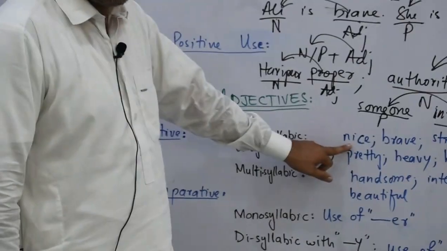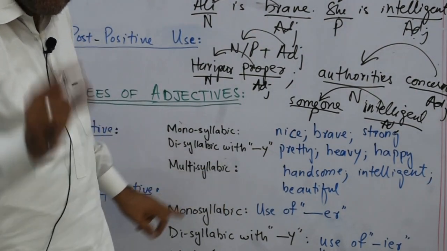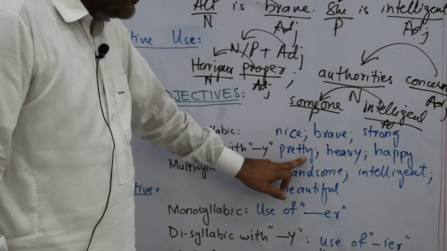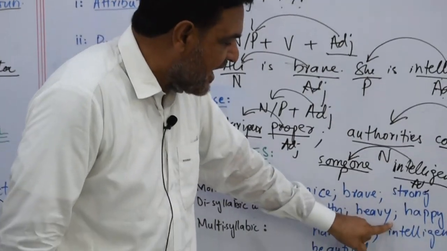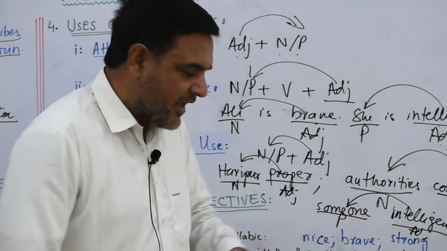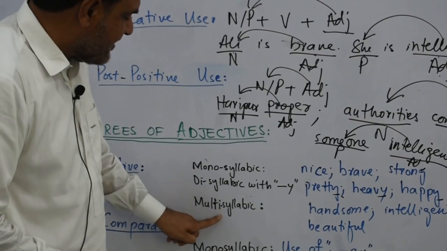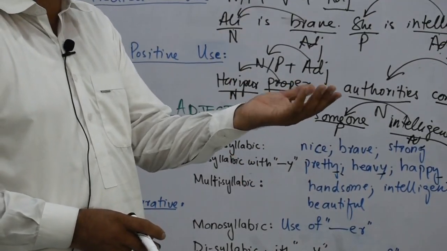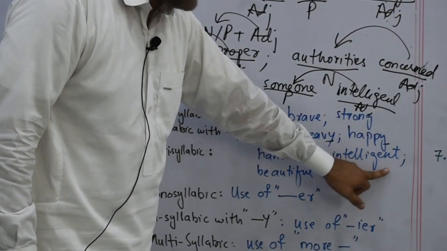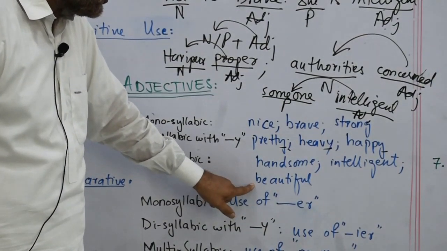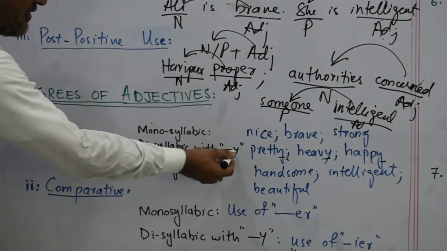So monosyllabic: nice, brave, strong, simple short words consisting of one syllable. Disyllabic, having two syllables but having Y at the end. Pretty, two syllables, and it has a Y at the end. Heavy, two syllables, and it has a Y at the end. Happy, two syllables, and it has a Y at the end. This is the second type of positive degree of adjective. And then multisyllabic, having two syllables but not Y at the end, or having more syllables. Handsome, two syllables but no Y at the end. Intelligent, four syllables. Beautiful, three syllables. So these are the three types of positive degrees: monosyllabic, disyllabic with a Y, multisyllabic.